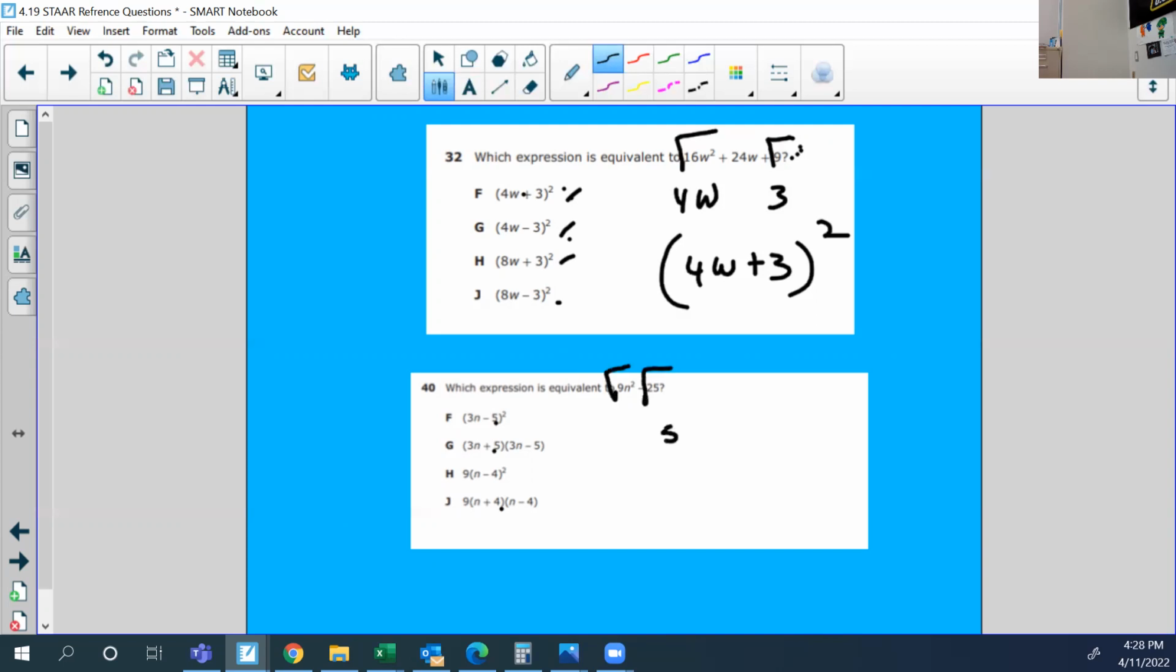That gives me 5. That gives me 3n. So now I'm going to have two sets of parentheses: 3n and 5, 3n and 5. One's going to be minus, one's going to be plus. And the answer is G.